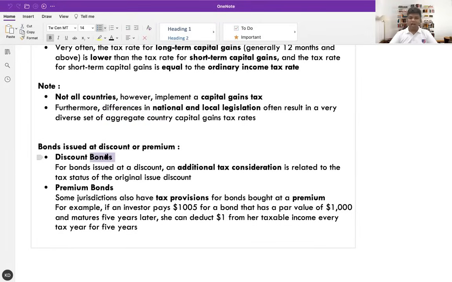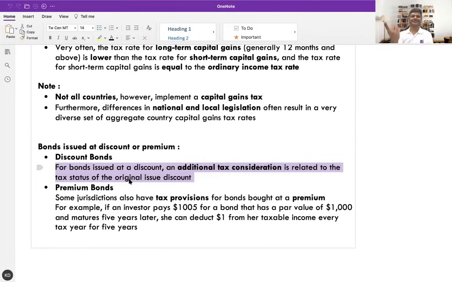Now, if it's a discount bond, as I said, what happens? You have already bought the bond at a discount and you are redeeming at par. So for bonds issued at discount, there are additional tax considerations related to the tax status of the original issue discount. Based on the discount, you may pay taxes. But tell me one thing: in case of a premium bond, do I have a capital gain or a loss? Capital loss, right? So if there is a capital gain, I pay taxes, and if it's a capital loss, I will receive, right?